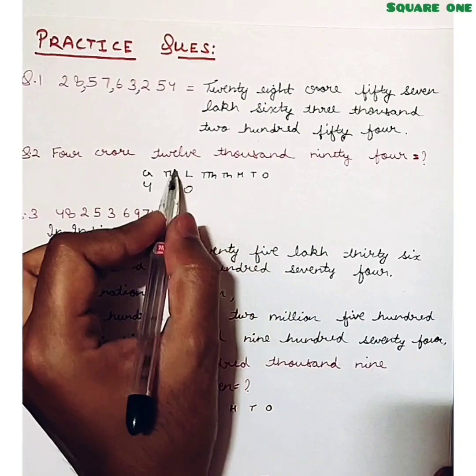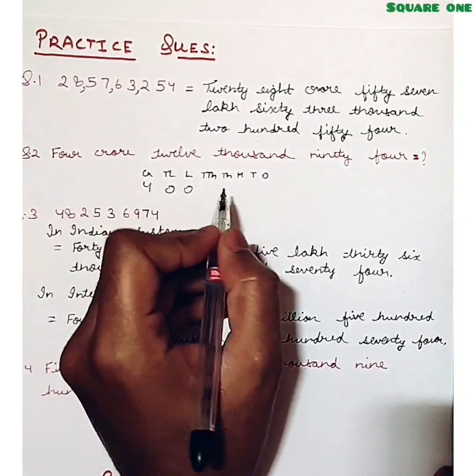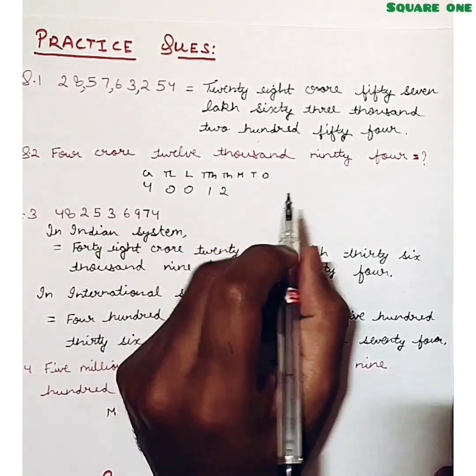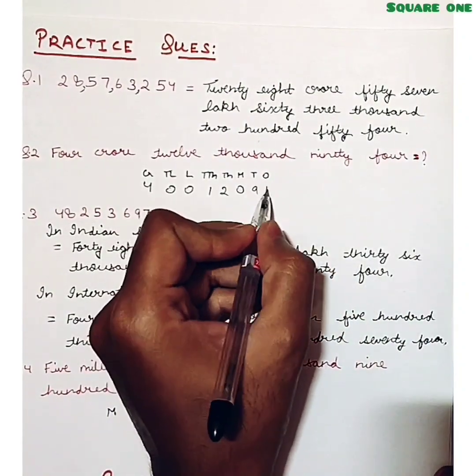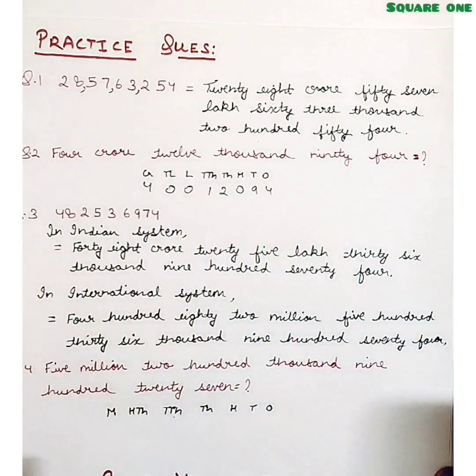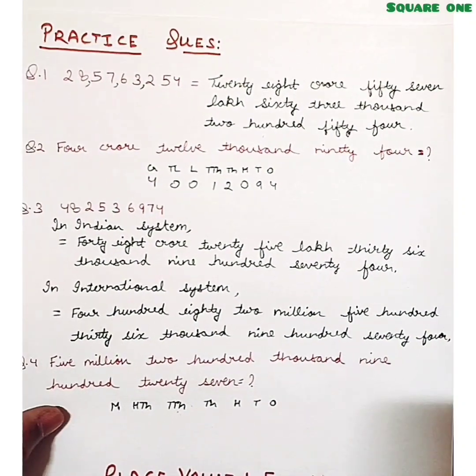Then comes 12,000. So we write 12 in places of 10,000 and 1,000. Now there is no hundreds place, so we write 0. Then 94, so we simply write 94 in places of tens and ones. So 4 crore 12,094, this is our number in digits.